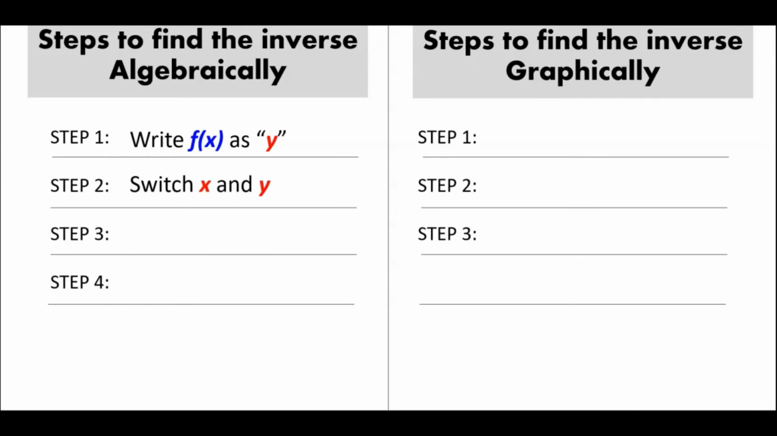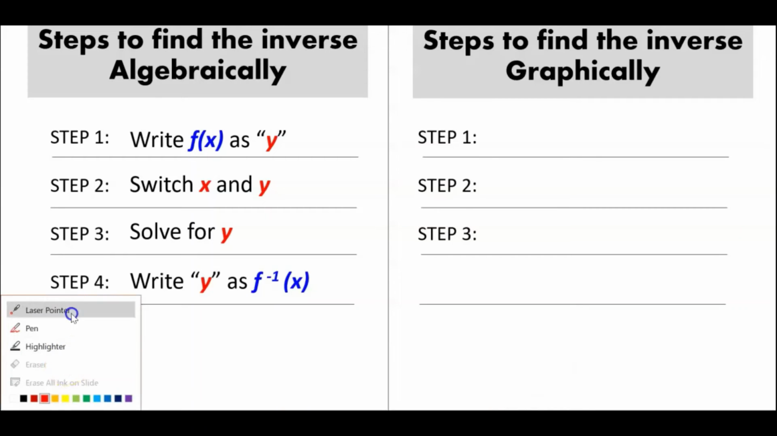All right, step 2, switch x and y. That's the big deal. Whenever we're talking about inverses, we're basically switching x and y. Whether it's an equation, whether it's a table, whether it's a graph, the coordinates of a graph. Okay? Then you have to solve for y. That's the big part where people get stuck. And then your last step is to turn that y back into function notation. But remember, when we have an inverse, we show it with the little -1 right here. Okay? F inverse x.